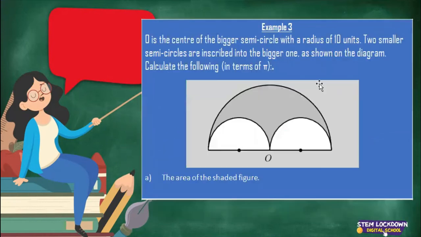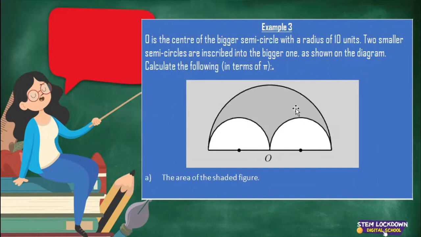Let's see another question, example 3. O is the center of a big semicircle with radius 10 units. We have a big semicircle here with radius 10 units. So the radius is 10 units here. Two smaller circles are inscribed into the bigger one. So here you have two smaller circles inscribed into the bigger one as shown in the diagram. Okay, calculate the following in terms of pi. The area of the shaded figure.